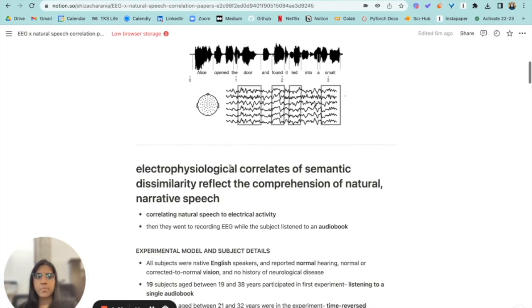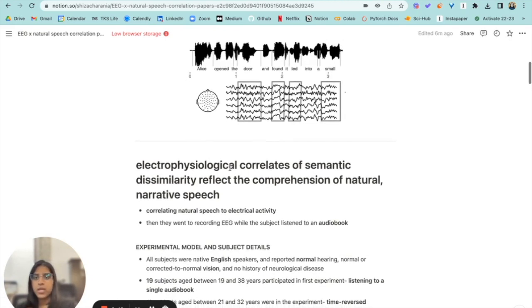But the second paper, I went a bit deep and I looked at the word2vec model that I mentioned in the beginning. So this paper is called Electrophysiological Correlates of Semantic Dissimilarity Reflect the Comprehension of Natural Narrative Speech.